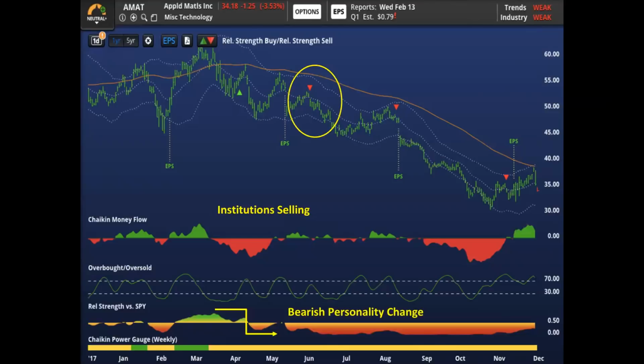The stock went from outperforming to underperforming the market. And when that happens, we look for the first sell signal as a great put buying or a vertical put entry point. And if you had waited for that, you would have been buying puts on AMAT at 50 on the way down to 30. So here's a recent example of a bearish personality change where everything was lined up. Institutions were selling. Stocks started underperforming the market. Power gauge never went bearish, but that didn't matter because relative strength stands alone as a bearish or bullish indicator.